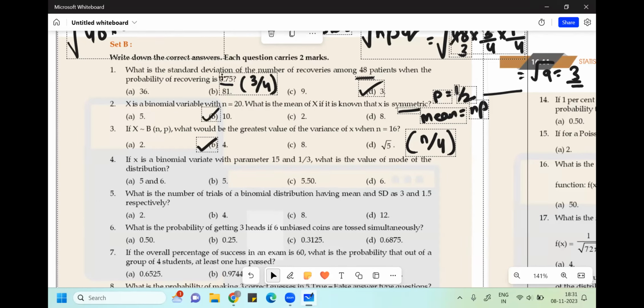So far, we have done 3 questions just based on the property. Mean formula is n into p, variance formula is n into p into q. Always remember that the mean will be greater than variance. If you're not getting why, you can ask me. The square root of variance gives you the standard deviation.